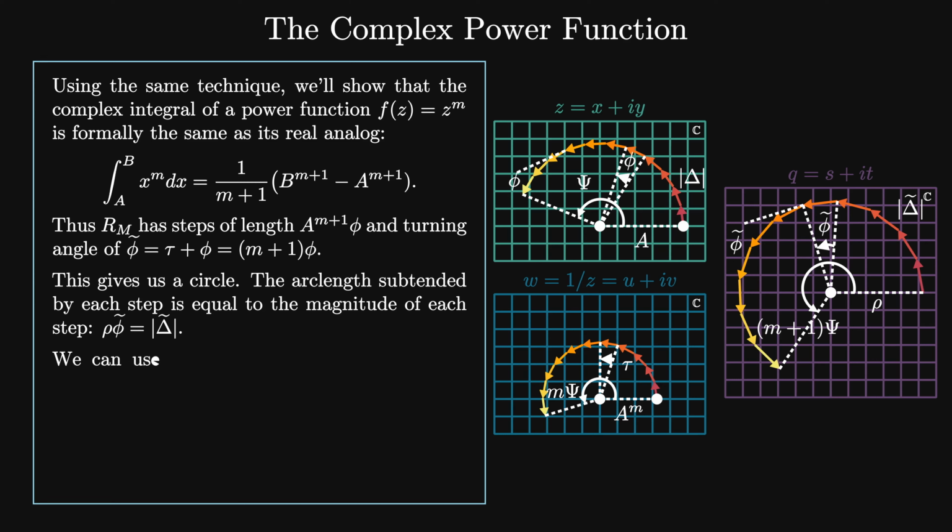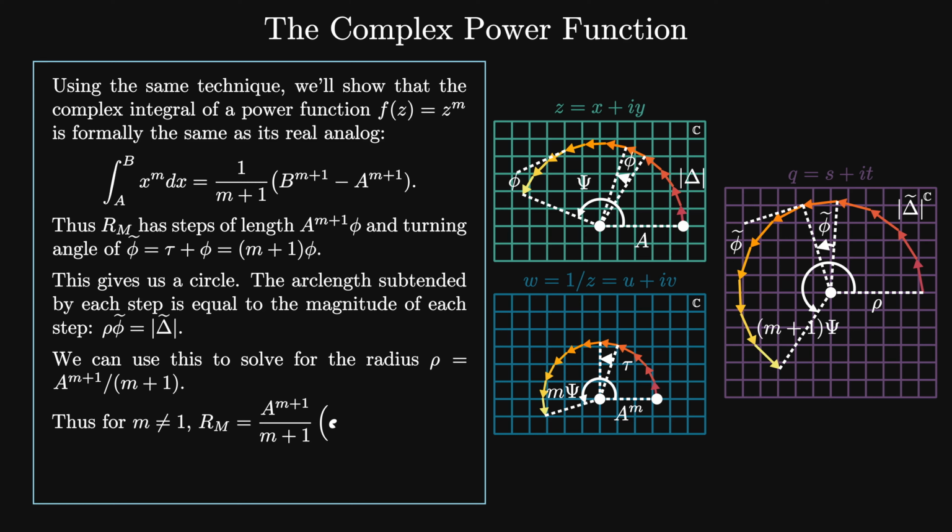We can use this to solve for the radius rho equals a^(m+1)/(m+1). Thus, for m not equal to 1, R_m equals a^(m+1) over (m+1) times e^(i(m+1)psi) minus 1. Or equivalently, R_m equals 1 over (m+1) times b^(m+1) minus a^(m+1), which is the result we got for the real integral.